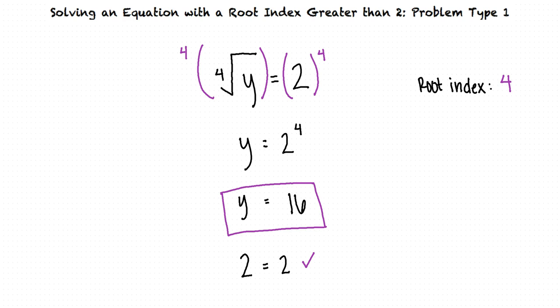Good job! So to solve an equation with a root index greater than 2, we can first identify the value of the root index. We can then isolate our variable by raising both sides of the equation to a power equivalent to the value of the root index. That's exactly right. Great work!